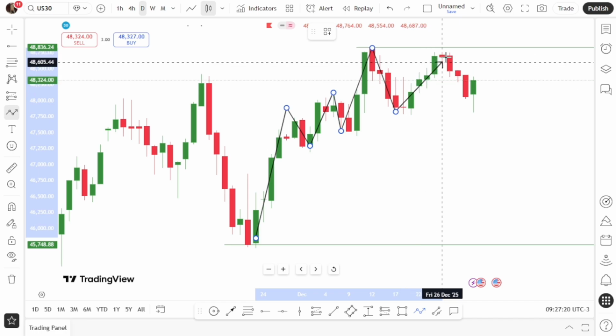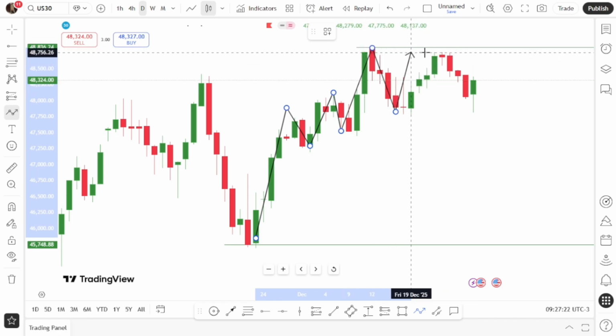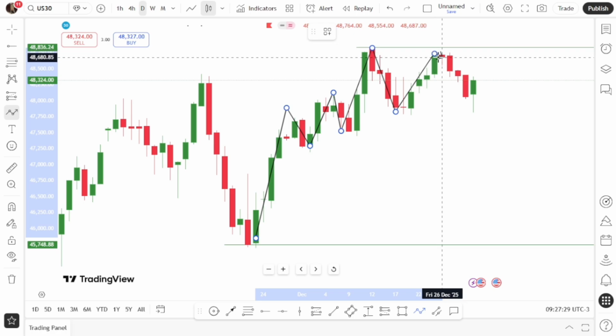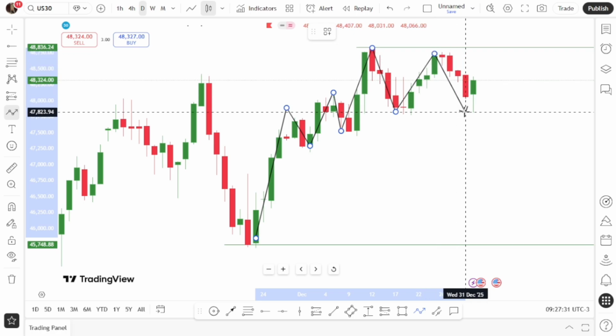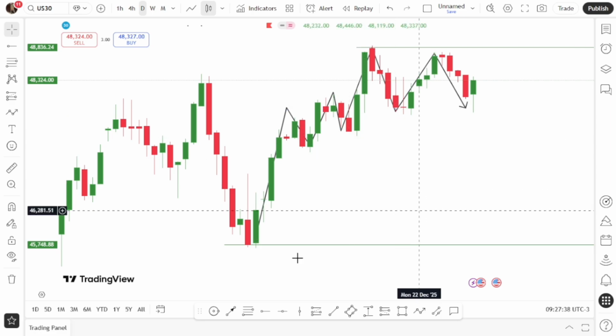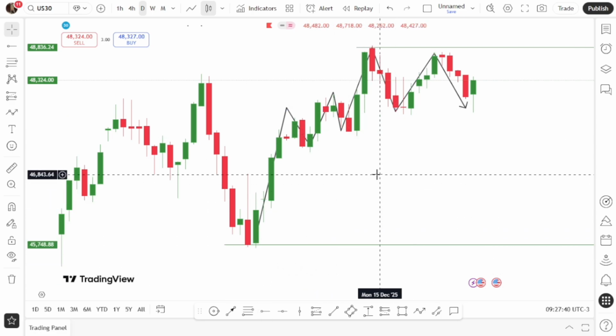But now price could not break above this previous high to create what they call a higher high. Rather, price came back down to create what they call a lower high, and now price has also not been able to create what they call a lower low. Now I'm showing you guys pure structure.